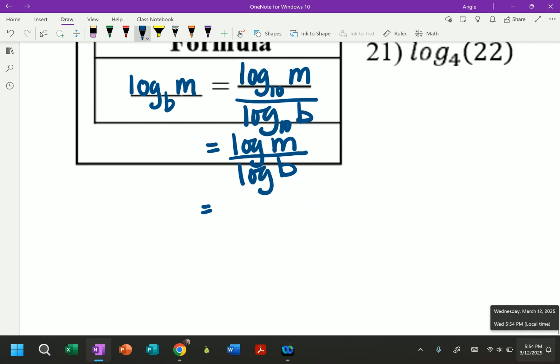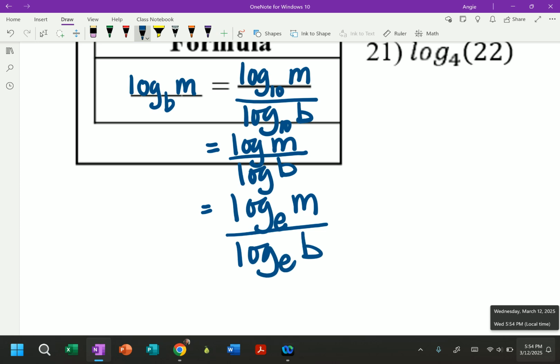Now, what if we have log base e, which we study, right? 2.718. Log base b of m equals log base e of m divided by log base e of b. If this is the case, students, this log base 10 will more often than not have no base written. So this is what we call a common base.